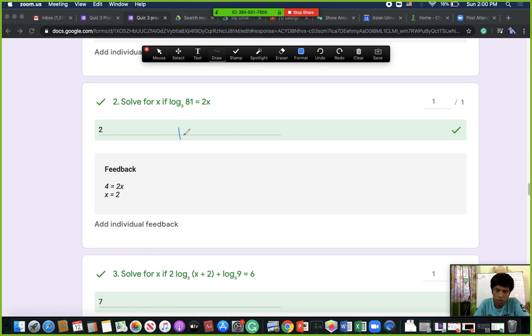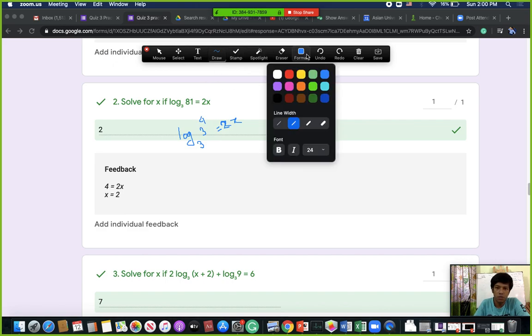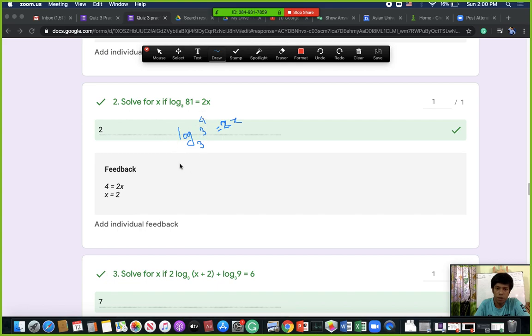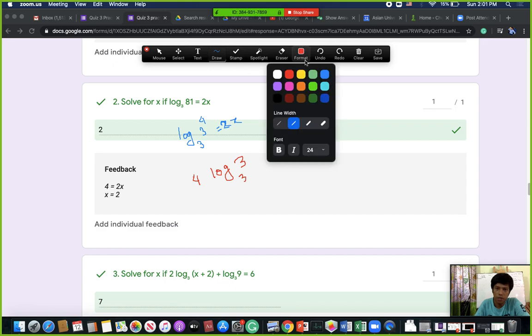So it is log 3 base 81, and 81 means 3 to the power 4, equals twice x. And then this 4 will come to this side, because it is a power. So we can write 4 into log 3 base 3 equals twice x. I'm just showing how this line came.